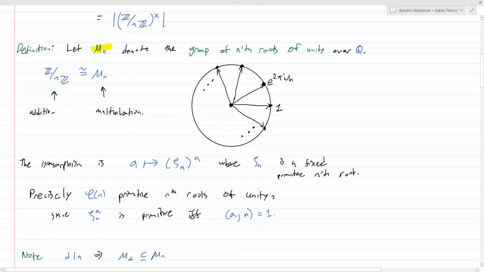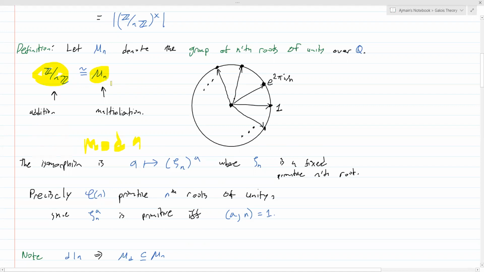Okay, so let mu n denote the group of nth roots of unity. And we notice that this mu n is isomorphic to Z mod nZ. On the left, you have addition. These are the equivalence classes, or the residue classes, mod n. So you add them and you get the remainders, like a plus b mod n. So that's the operation here.